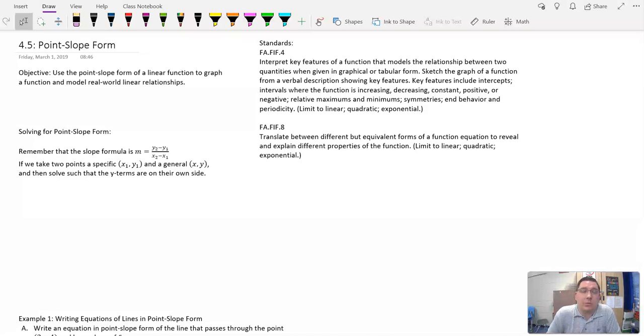Hey there y'all, today we're going to look at 4.5 on the point slope form. In this section the objective is that you'll be able to use point slope form of a linear function to be able to graph the function and model real world linear relationships.